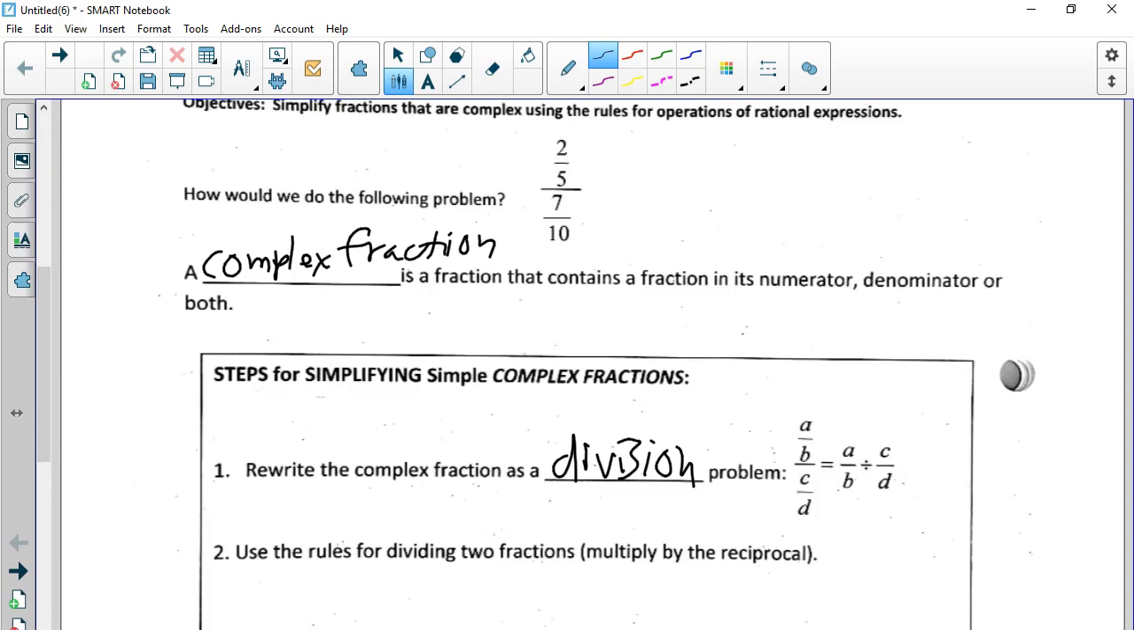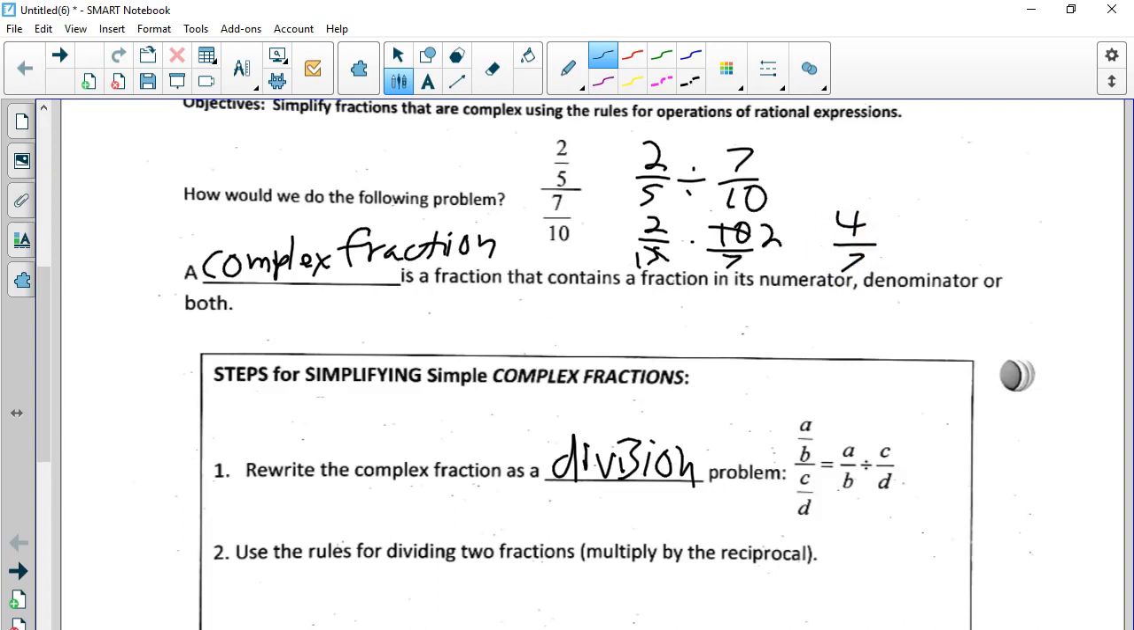So the first step is to take 2/5 divided by 7/10. And then we're going to change it to 2/5 times 10 over 7. And now we have two choices. We can multiply across, then reduce, or reduce first. I always like to reduce first. 5 goes into 10 twice, and that gives me 4 over 7.